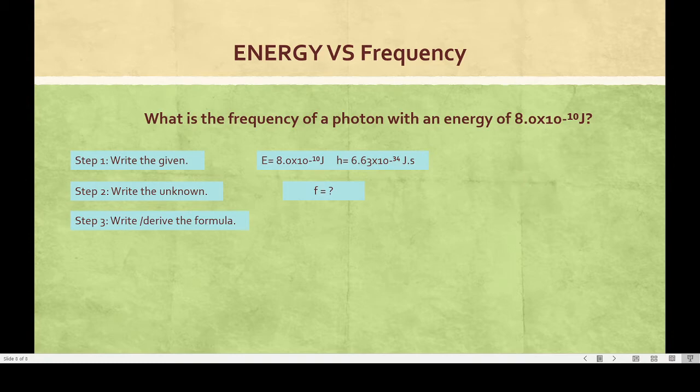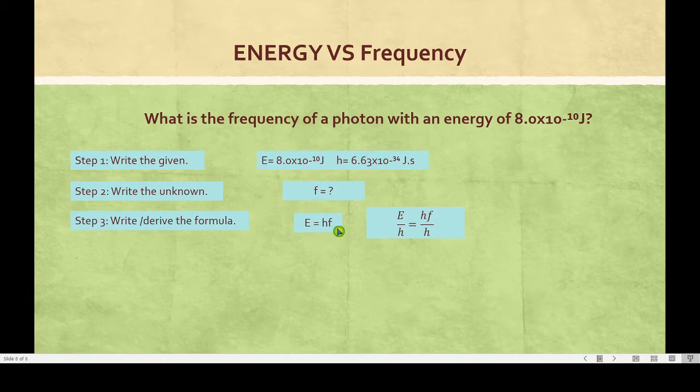Then you have to write or derive the formula. So we have here E is equal to HF. So this is the formula for finding the energy. But since energy is already provided, your task is to compute for F. So you need to derive the formula for F using this one. So to solve for F, you must eliminate this H. To have the formula for F, you need to eliminate this H so that F will remain here.